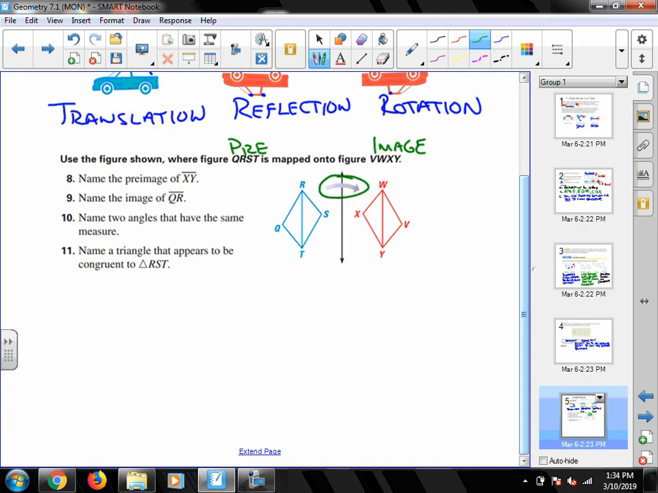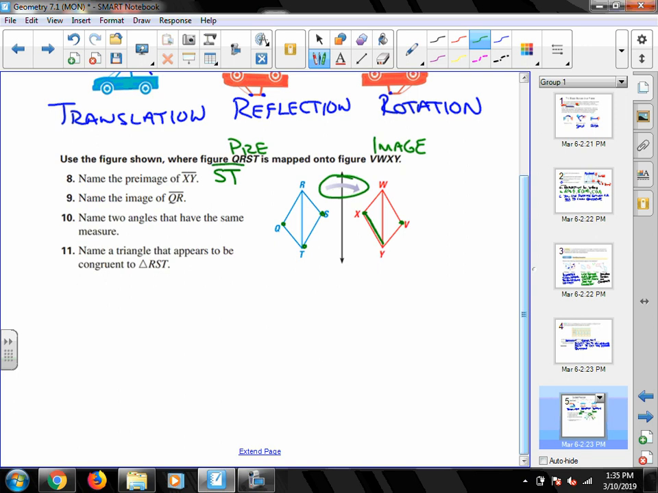First of all, name the pre-image of XY. Well, XY is right here. If I were to rotate this over, Q is farthest away from this line here, so that has to match up with V. So I have to look at the piece that's closest to the line. That means I have to work with ST.